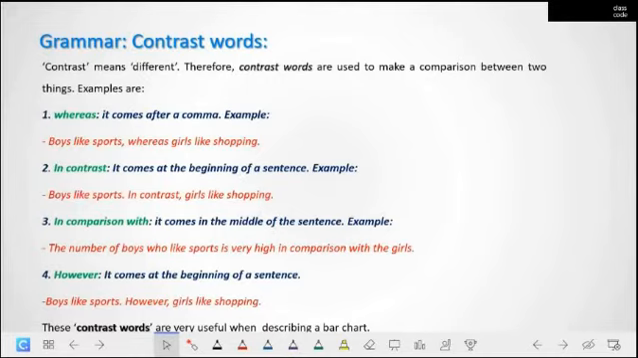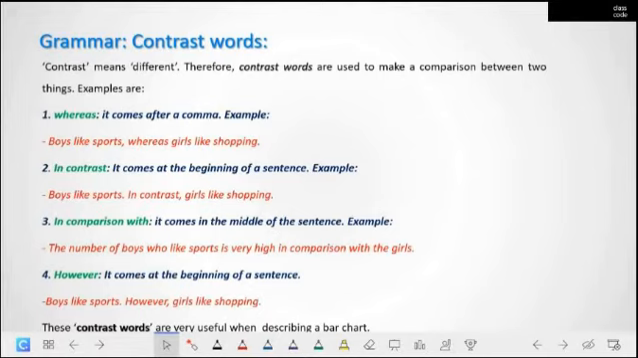Examples are, we have whereas. So whereas comes after a comma. It cannot come at the beginning of a sentence. So be careful about this, because we're going to have a short quiz or a competition at the end of the lesson. For example, boys like sports, and you've got a comma, whereas girls like shopping.